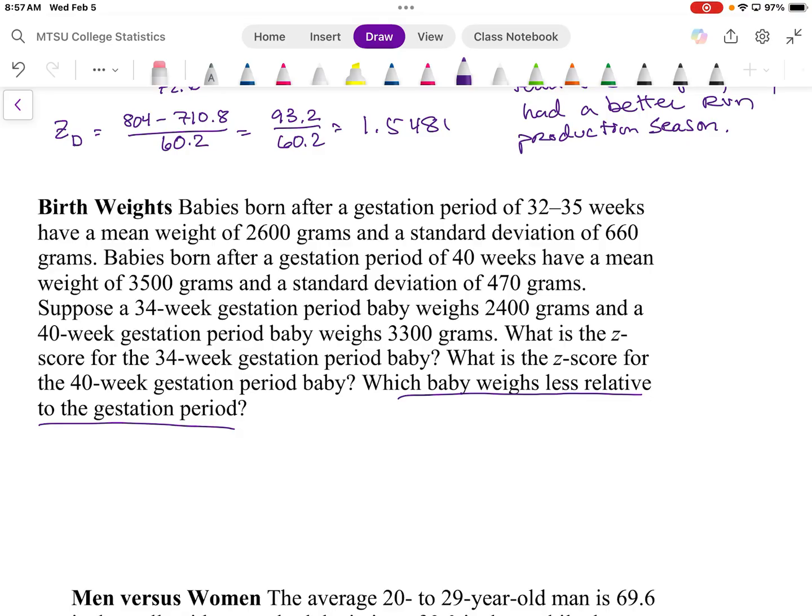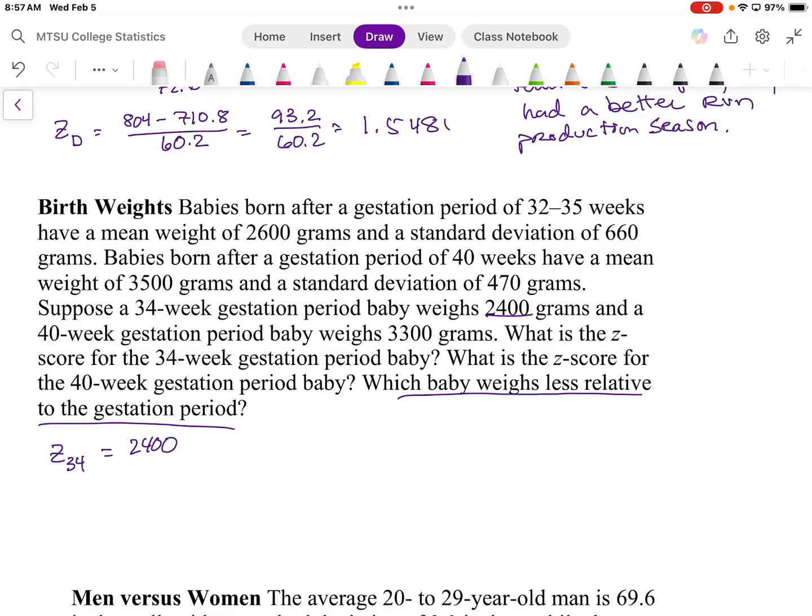So we're first going to find the Z-score for the 34 week. I'm going to write Z sub 34. When we see these subscripts on some of the variables we're using in this lesson, that's just a way to identify which one we're talking about. Instead of having two Z's on a piece of paper, we have the Z for this one and the Z for that one; it's more of a labeling purpose. So for the 34 week, 2,400 grams was the actual.